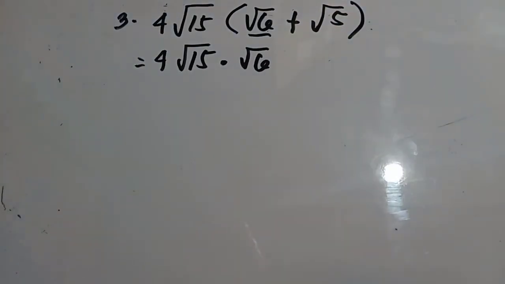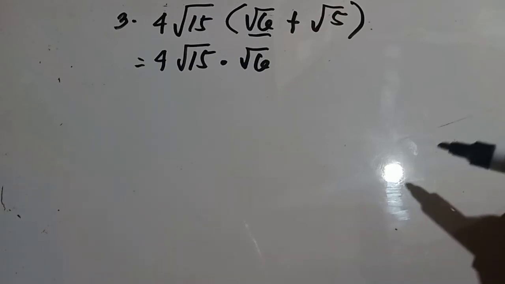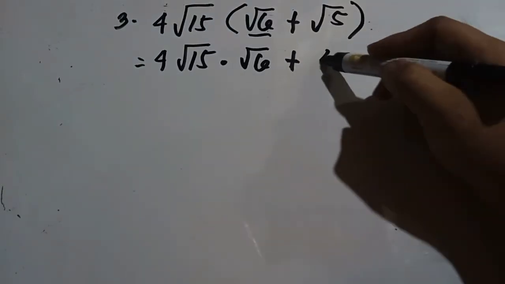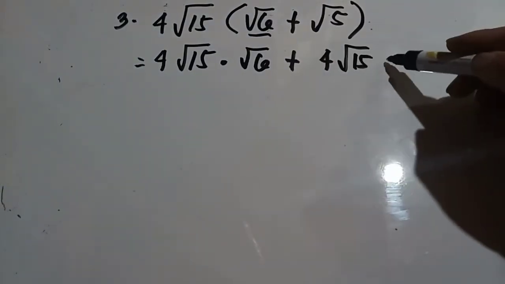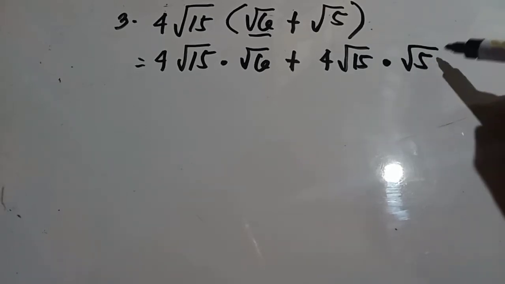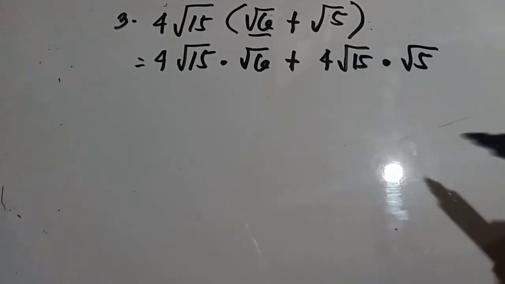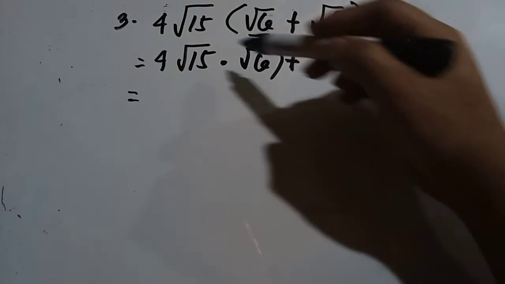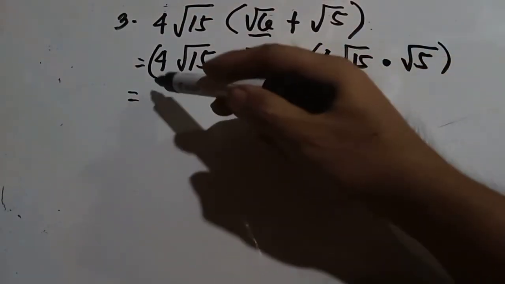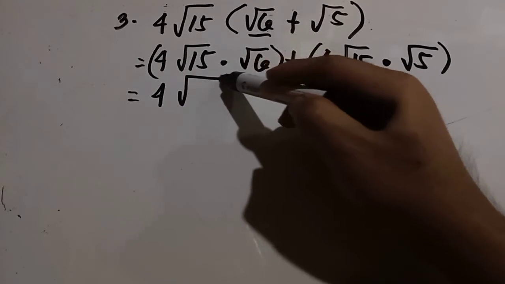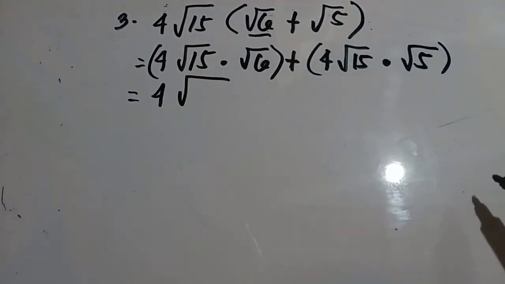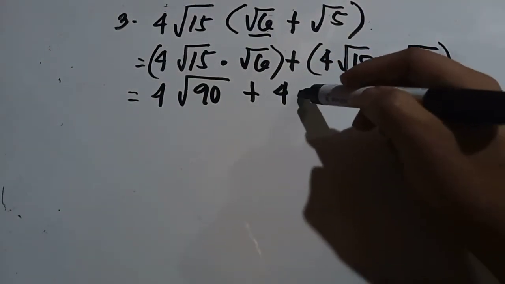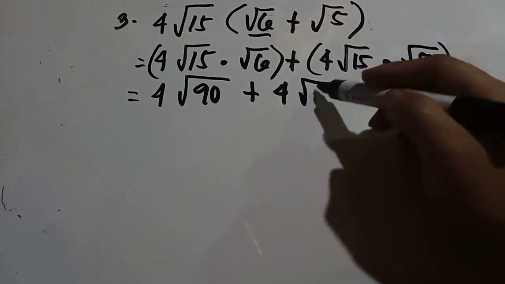Okay, so we have equal 4 square root of 15 times square root of 6, plus 4 square root of 15 times square root of 5. Okay, next we're going to what? We're going to multiply. Okay, so we have 4 square root of 15 times 6, that is square root of 90, plus then 4 square root of 15 times 5, that is 75.